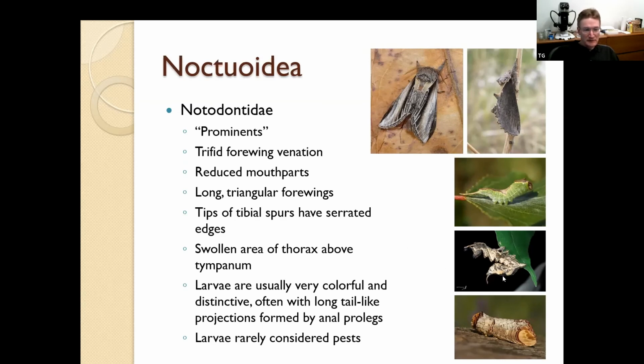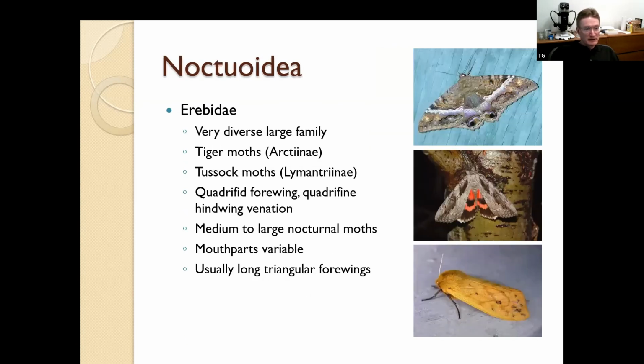Most of these species have very distinctive larvae. You can see a couple examples here in the middle. The adults look fairly distinctive as well. Again, this is not something that you would normally encounter during a pest survey. The eurybids, however, contain a large number of species, and these are things that you would normally encounter, especially in the tropics or in the Caribbean.